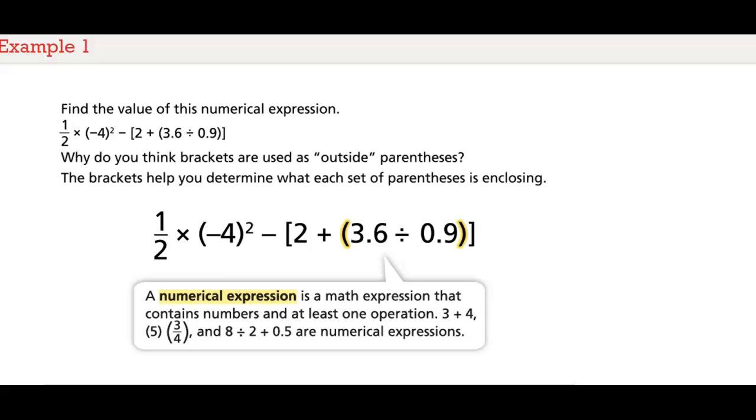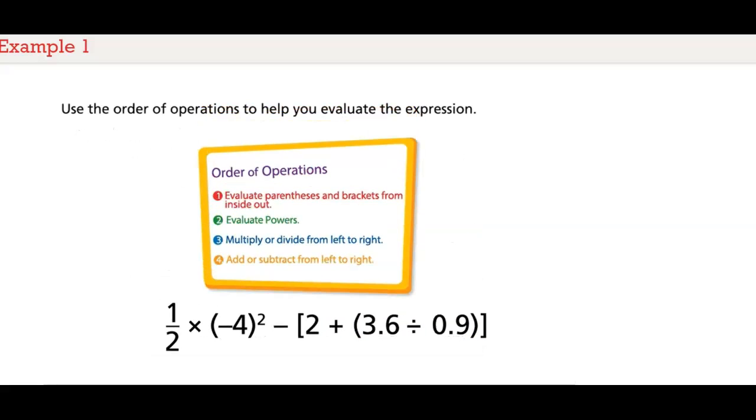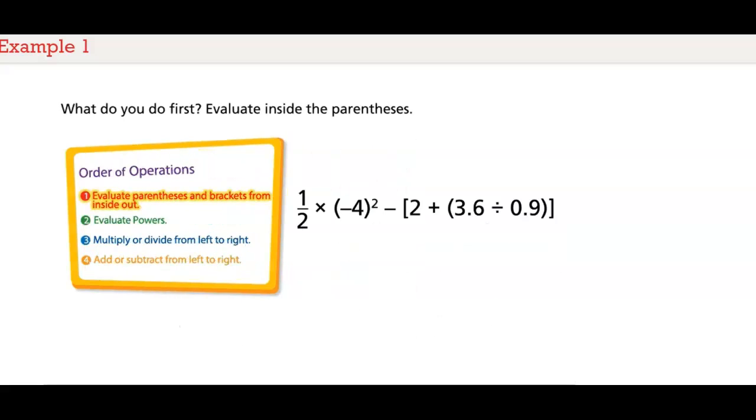Why do you think brackets are used as outside parentheses? Use the order of operations to help you evaluate the expression. Start with the inside parentheses first, then do the rest of the calculations within the brackets. What do you do first? Evaluate inside the parentheses.